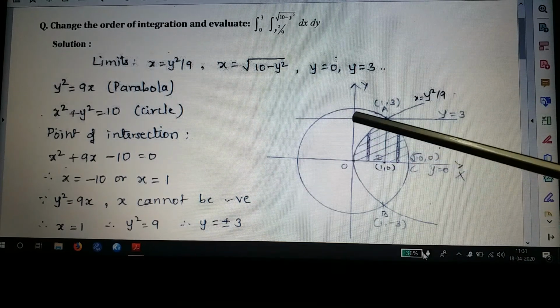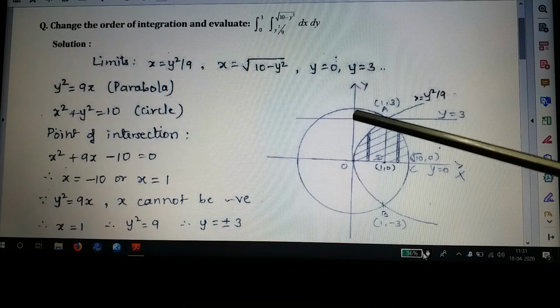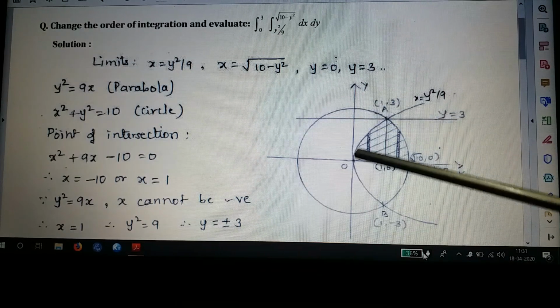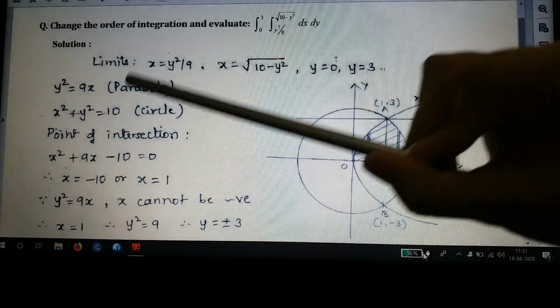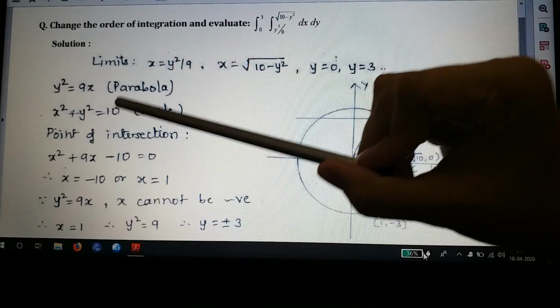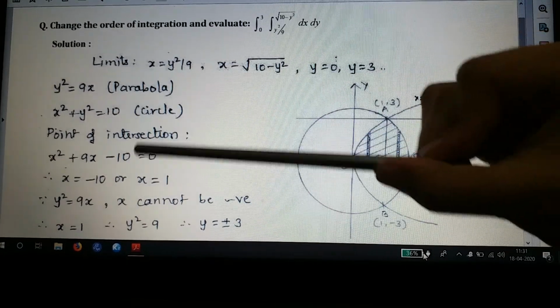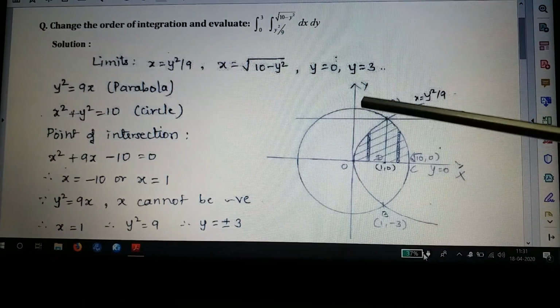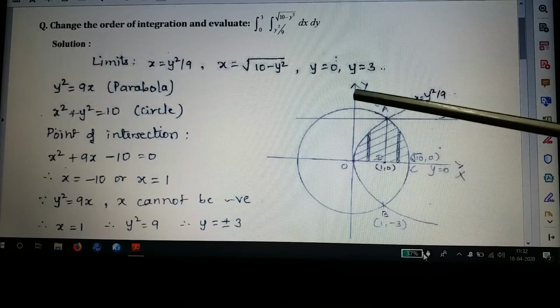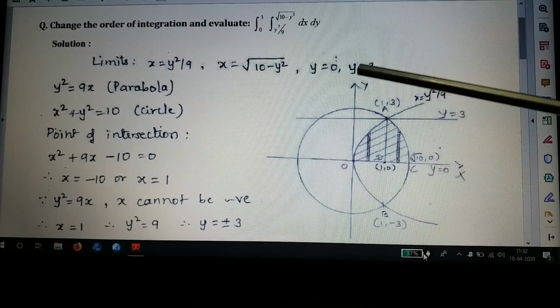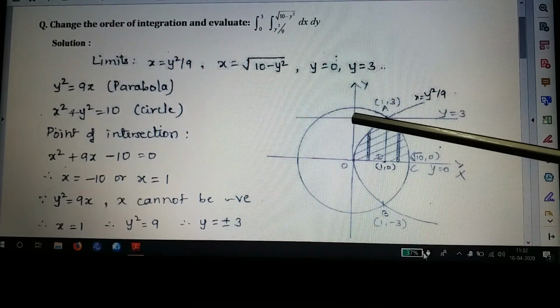Now remember, y equal to 3 is inside the circle. Why? Because the radius of the circle is root 10. We know that root 9 is 3. 10 is a number greater than 9, so root 10 is something greater than 3. So the radius is greater than 3, meaning y equal to 3 will be inside the circle.